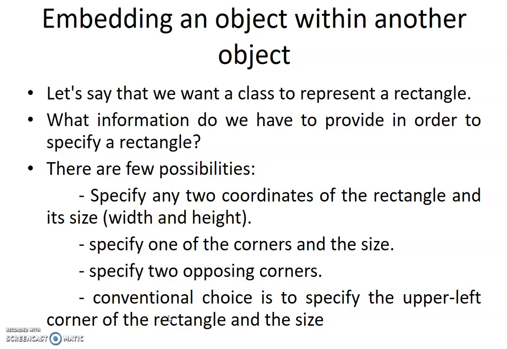So, using any of these possibilities, we can create a rectangle. You can observe what we did here. When we talk about the coordinates, we require an object of type point, and when we talk about the length and height, those are different components. But the major idea is that we need to create a rectangle, and in order to do that, we embed another object within the object.